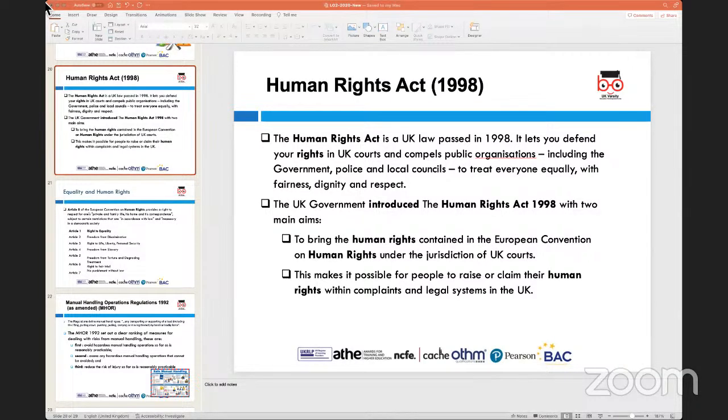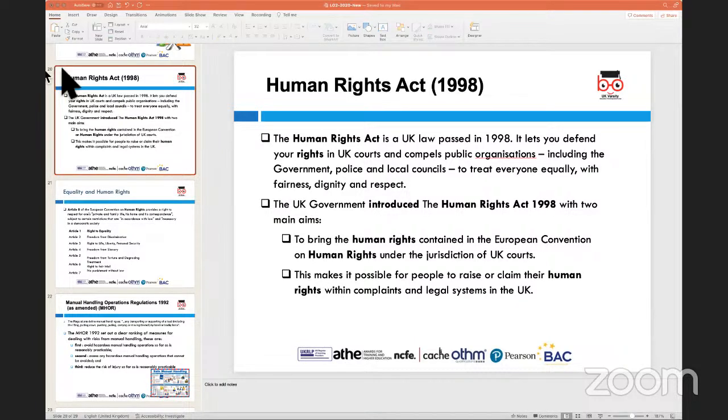And this particular act ensures that you are able to exercise your freedom and your rights. In such cases, if you feel your rights have been breached, then you have a way through which you can exercise the UK law and take the local authority or the concerned authority to court to ensure that you are being treated fairly. And obviously you have been given dignity and rights, which is what this particular act provides.